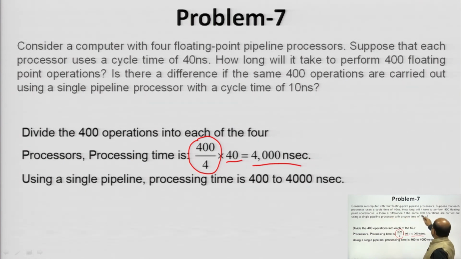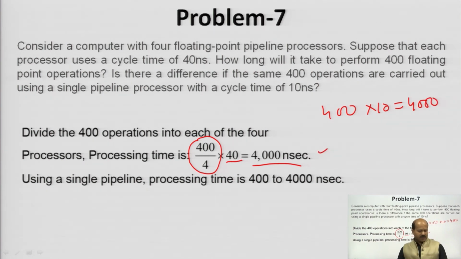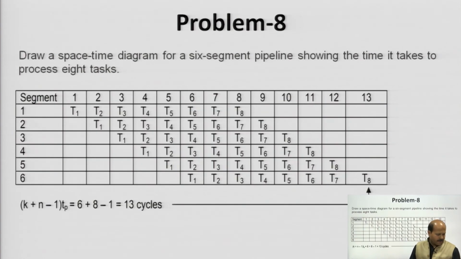It is also asked, is there a difference if the same 400 operations are carried out using a single pipeline processor with a clock cycle of 10 nanoseconds? Very simple, there are 400 tasks and each takes 10 nanoseconds. So, obviously, it will come as 4000 nanoseconds, which is equivalent to the previous case. So, it is a very simple problem.